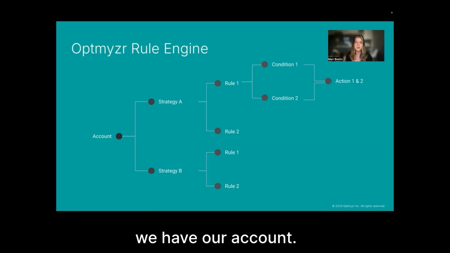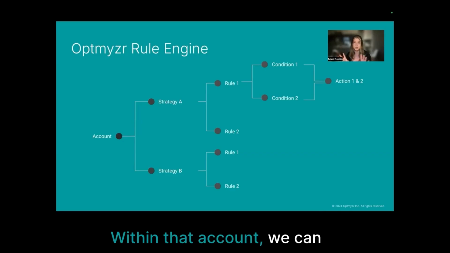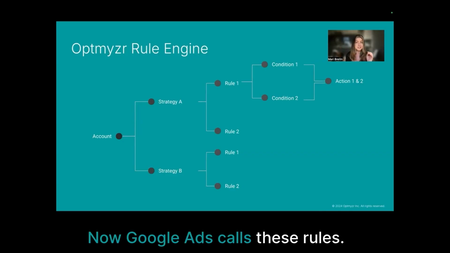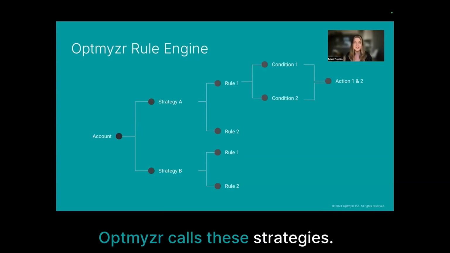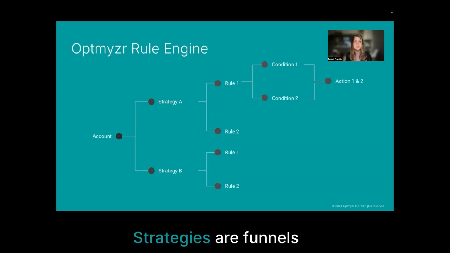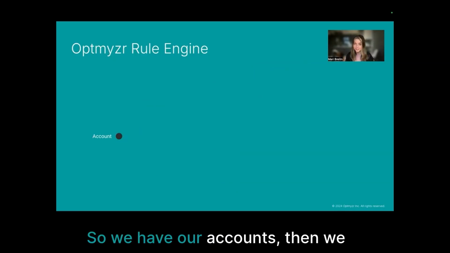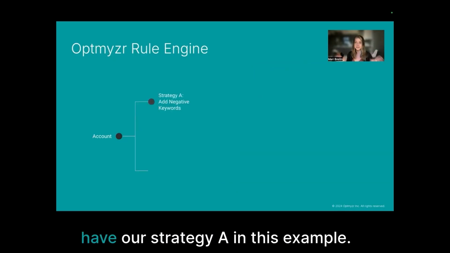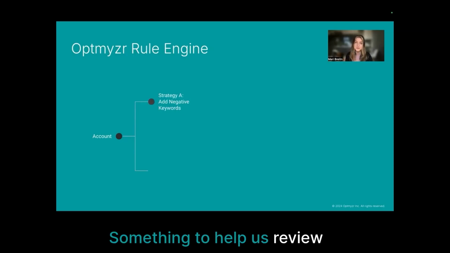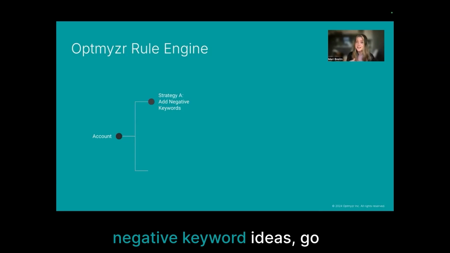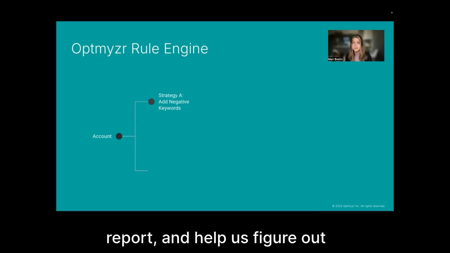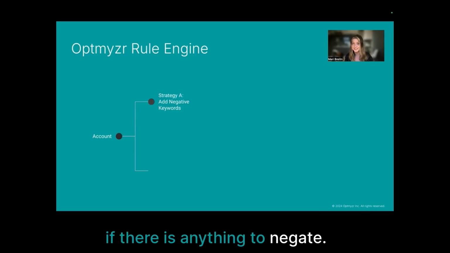So at the very top level, we have our account. Within that account, we can have different strategies. Now, Google Ads calls these rules. Optmyzr calls these strategies. What are strategies? Strategies are funnels of stacked rules. So we have our account. Then we have our strategy A. In this example, something to help us review negative keyword ideas, go through the search query report, and help us figure out if there is anything to negate.